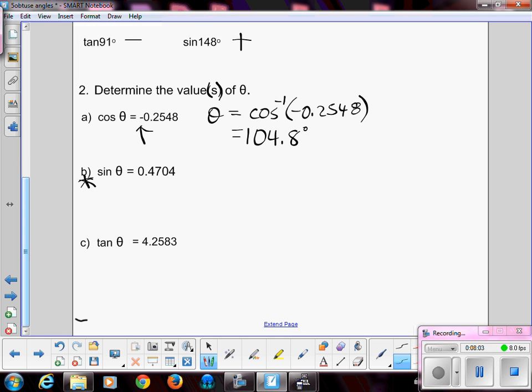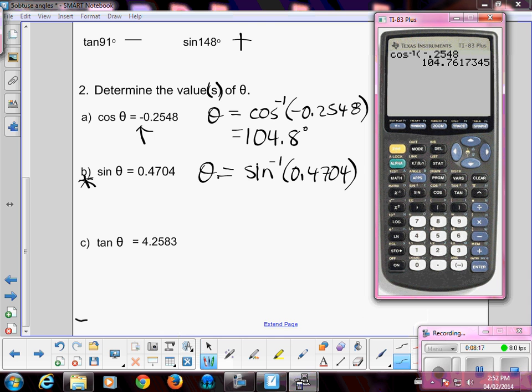Sine inverse of 0.4704. And when we do that one, up again comes the calculator. So the inverse of sine 0.4701, I did that wrong. Sorry about that. Sometimes I'm hitting 0, but it's not giving it to me. There we go. So 28.1.